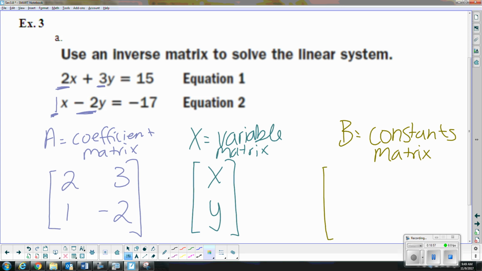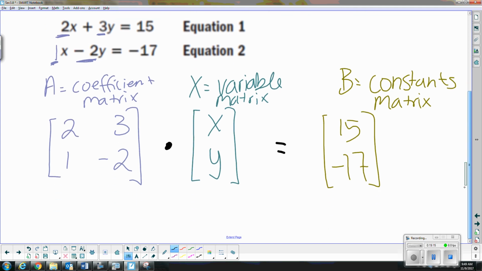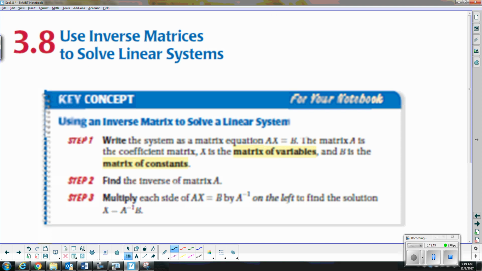So B, we have two constants, 15 and -17. So matrix A times matrix X equals matrix B. That's our matrix equation. Okay, now the second step, if you go back to your list, is to find the inverse of matrix A. Okay, so let's do that.